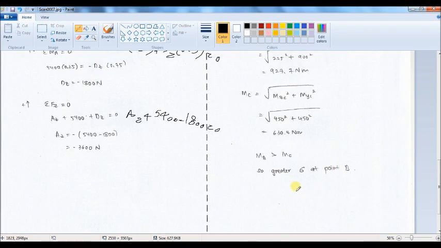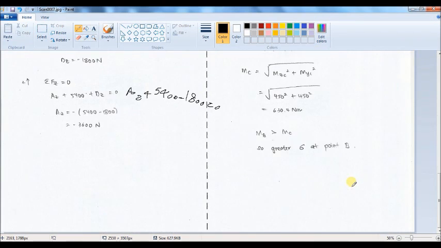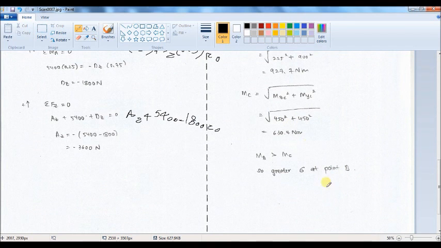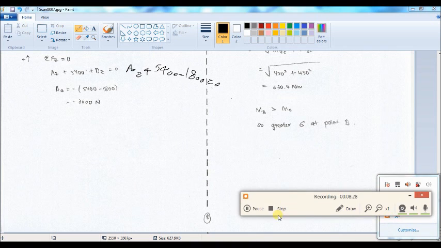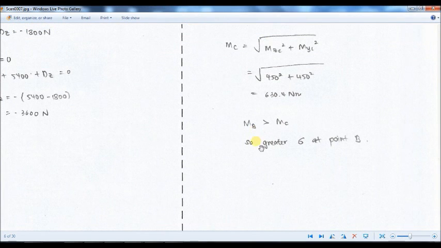Okay, so next we need to use this moment to calculate the bending stress. Since the moment at location B is greater, we call location B the critical location, and therefore we need to calculate the bending stress and torsion stress at this location B.